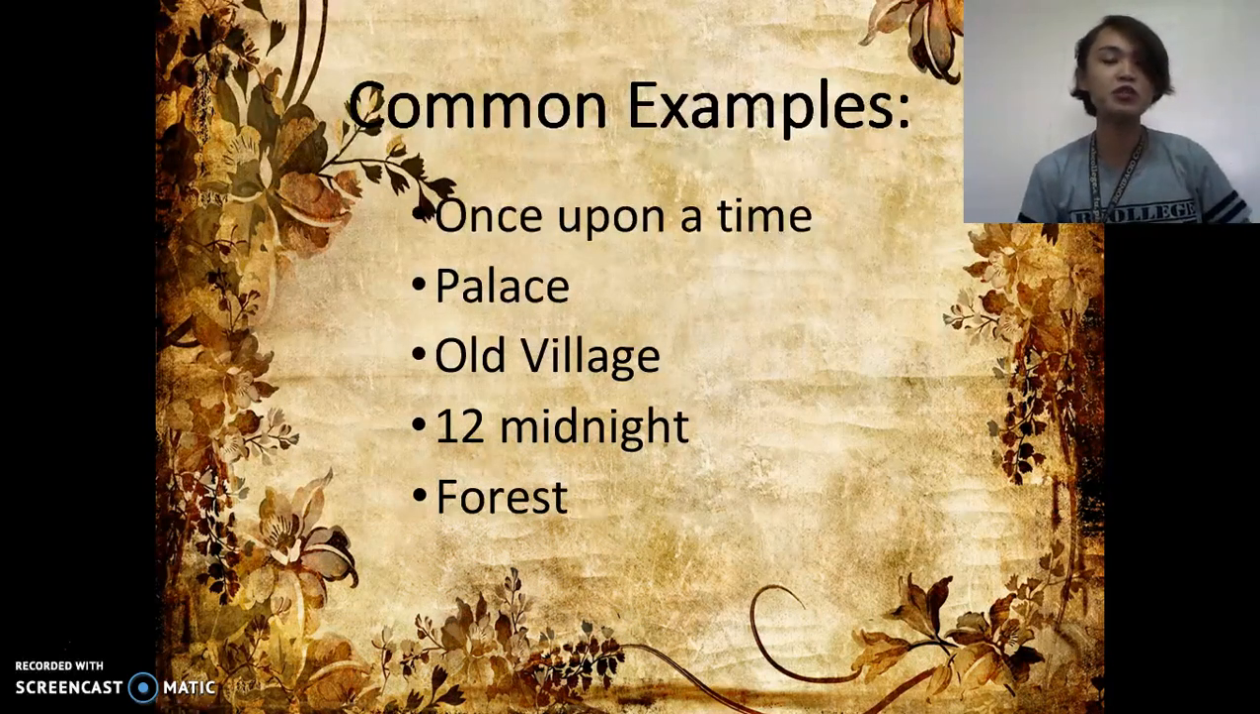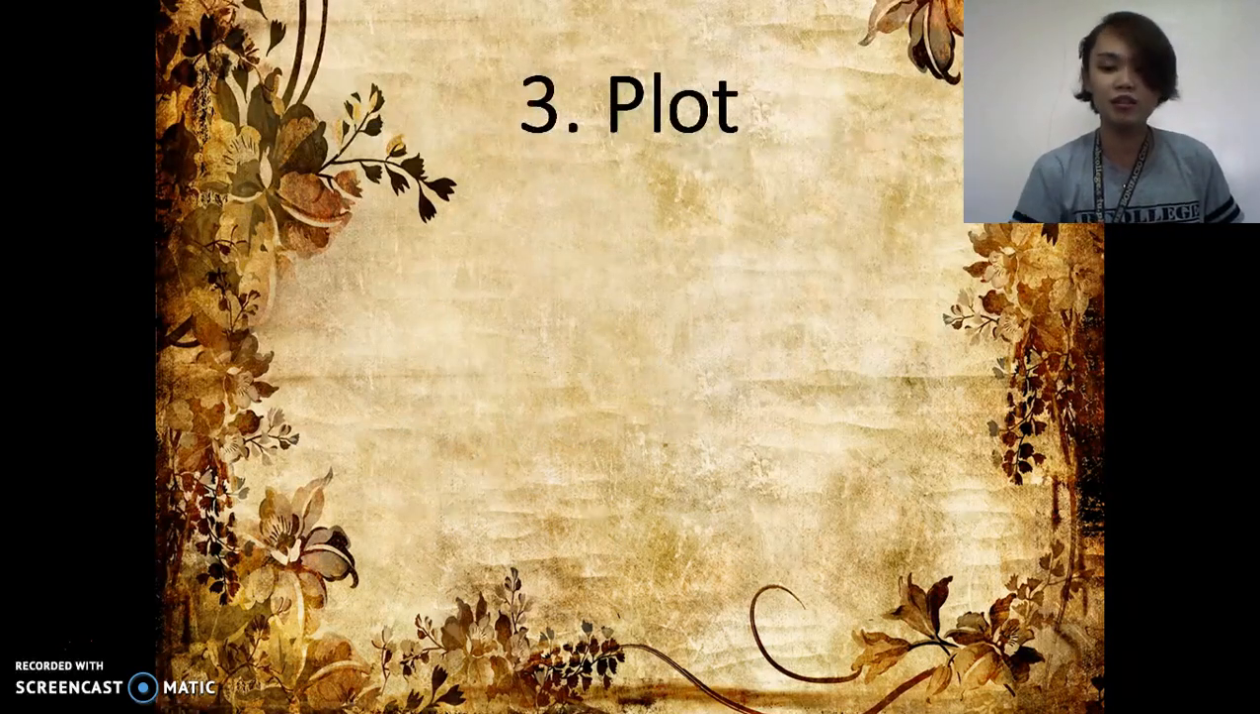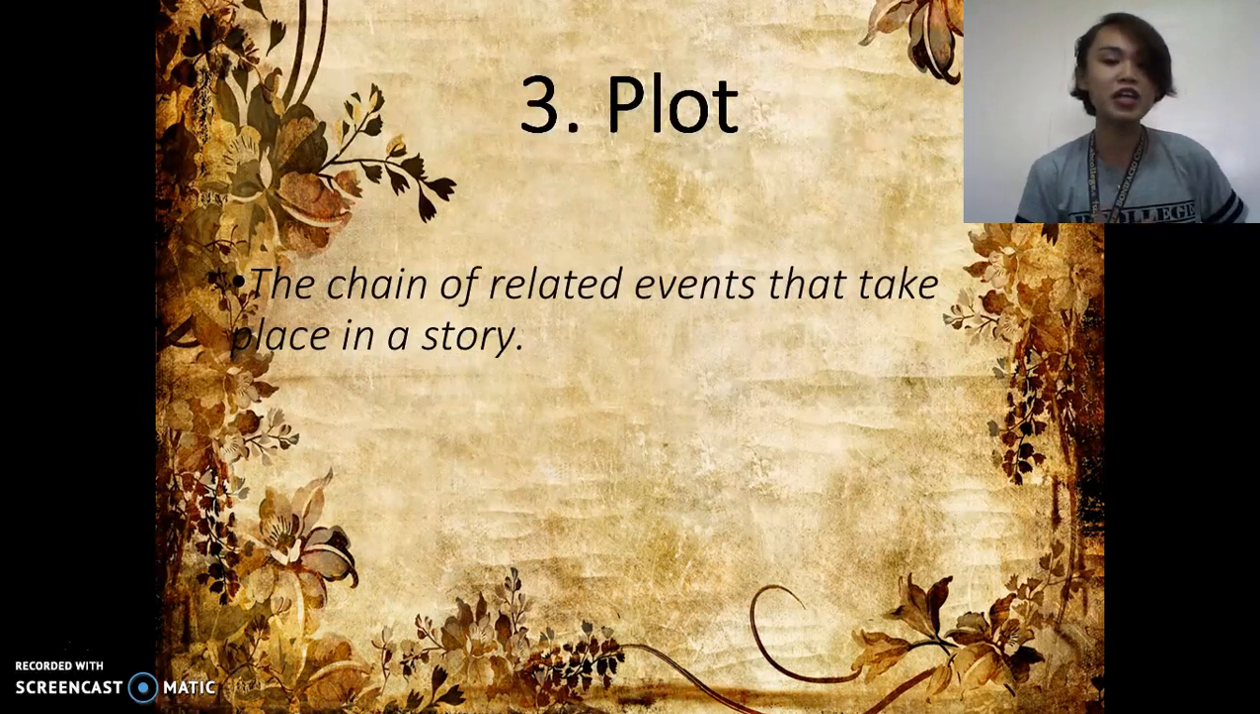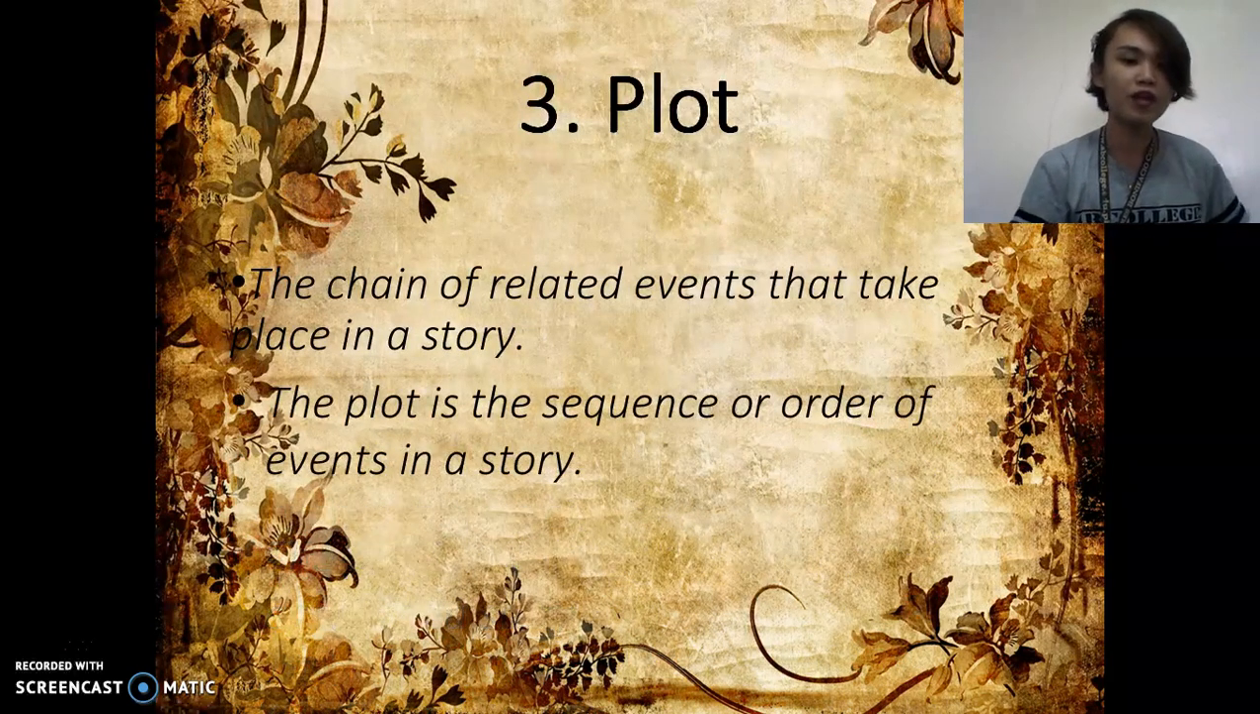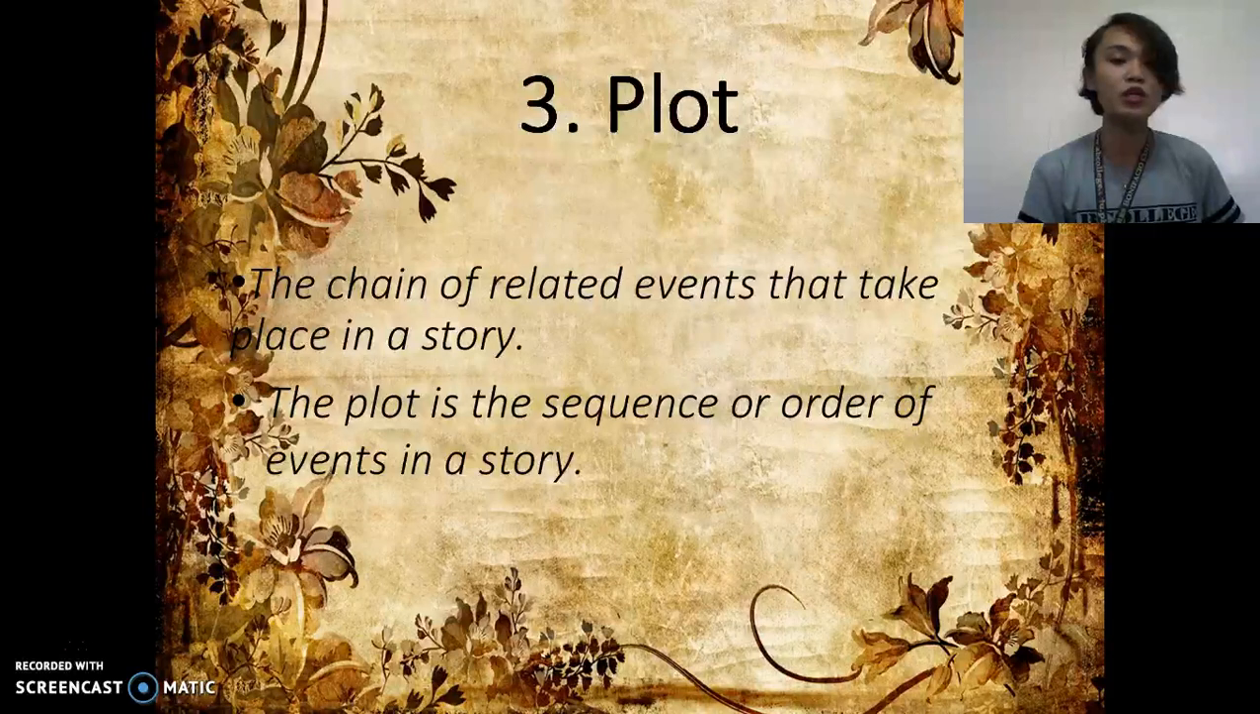Now let's proceed to the third element, which is the plot. Plot is the chain of related events that takes place in a story. It is also the sequence or order of events in a story.